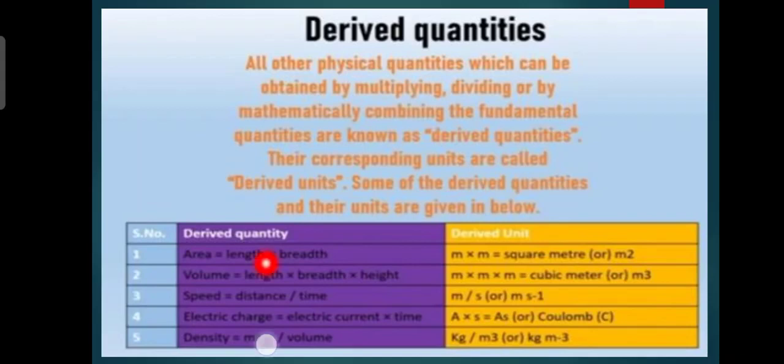Derived quantity, speed equals distance by time, unit meter by second or meter second to the power minus 1. Derived quantity, electrical charge equals electrical current times time. Derived unit, ampere times second equals A s or coulomb, C. Derived quantity, density equals mass by volume. Derived unit, kilogram by meter cubed or kilogram meter to the power minus 3.